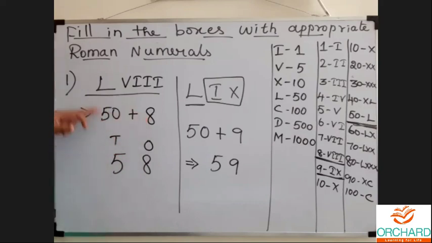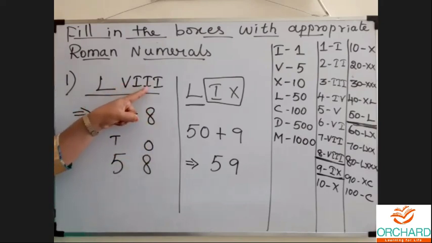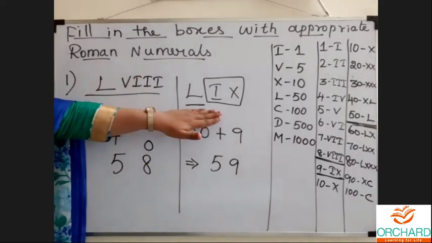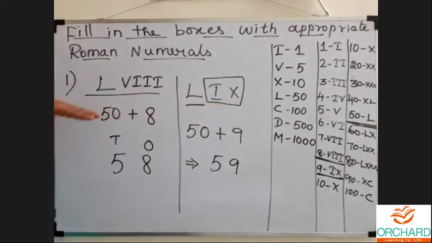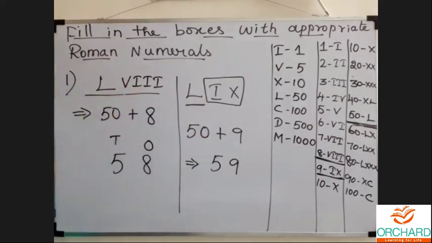Now here we have to express the value in Roman numeral. The value 50 stands for L and the value 8 stands for VIII. So the predecessor of LIX is nothing but LVIII. That is, the predecessor of 59 is 58. Is it clear, children? Just copy down the problem.